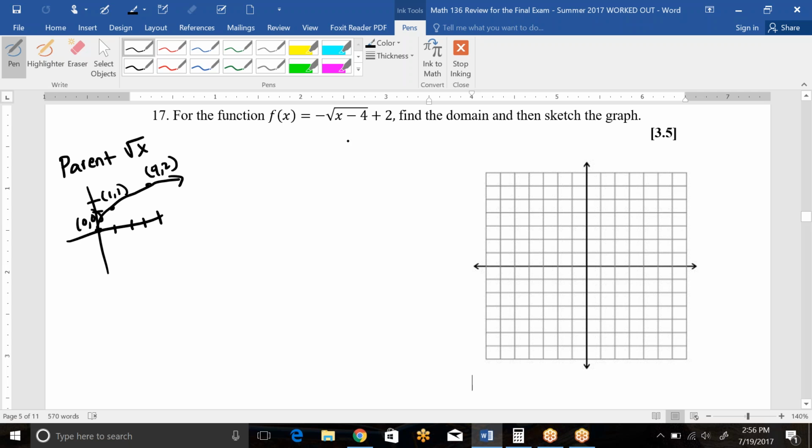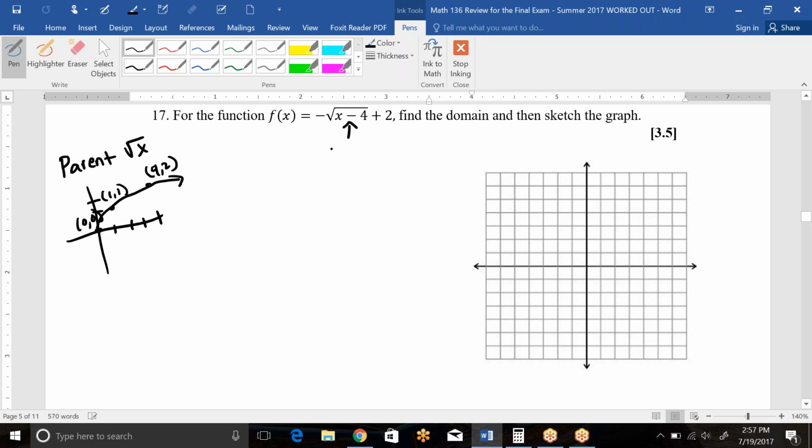Now, transformations can switch what this parent looks like. We can have shifting up or down, right or left. We could reflect upside down or across the y-axis. We could either stretch or compress. So depending on what you have in your actual function will tell us what we're doing.